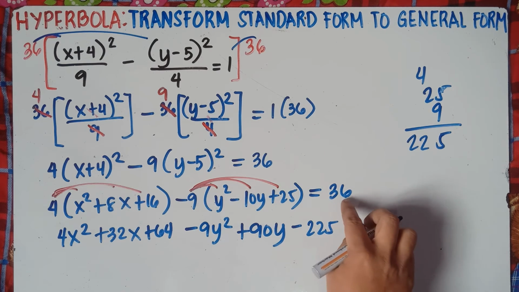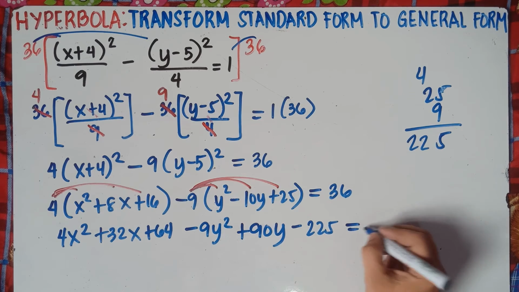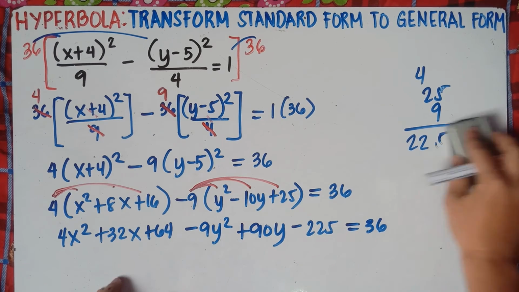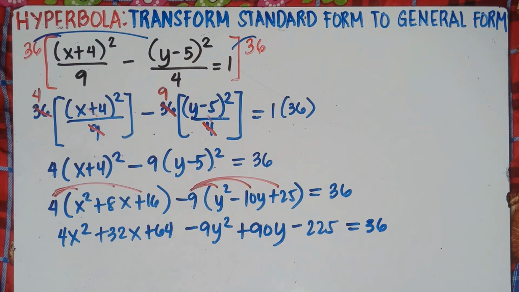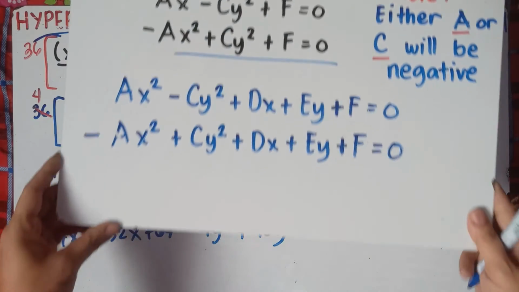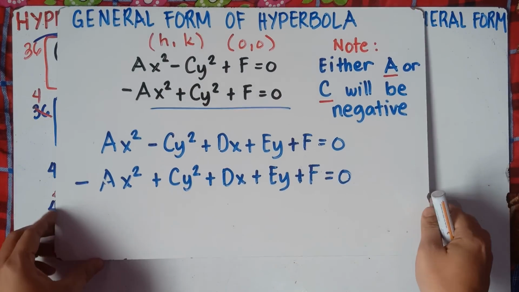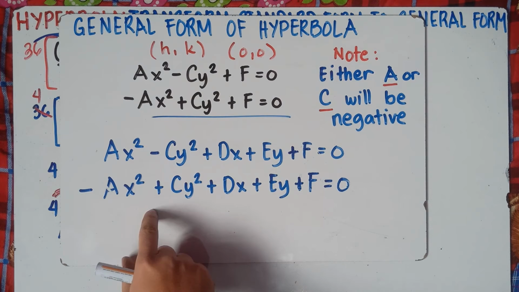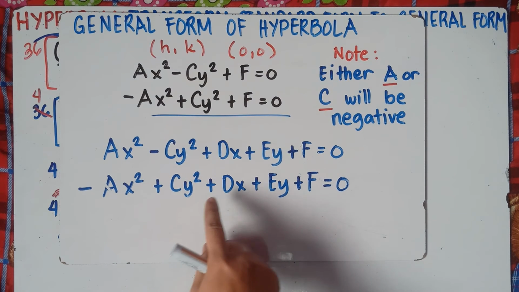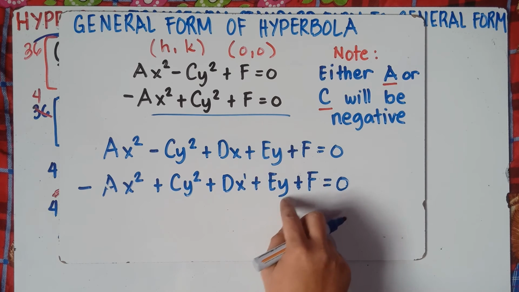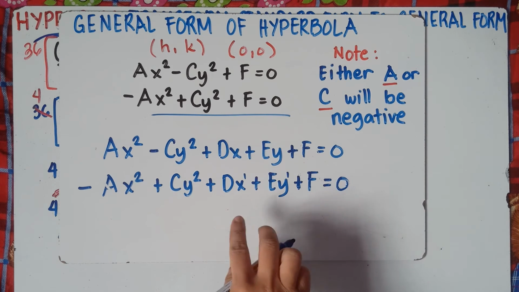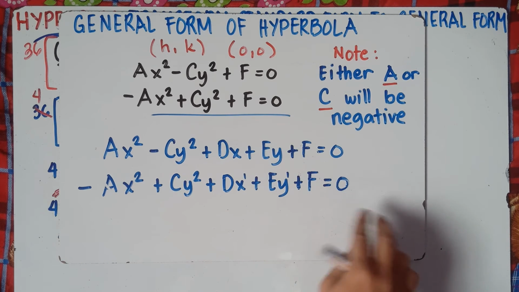Then you transpose 36 from right to left. Okay, let me just copy 36 first for us not to be confused. And then the next step, we need to arrange. Once again, check the general form of the equation: x squared followed by y squared, then x with the exponent of 1, and then y with the exponent of 1, and then the last part will be all the numbers.